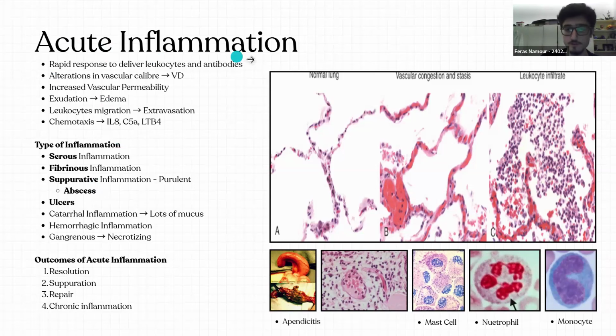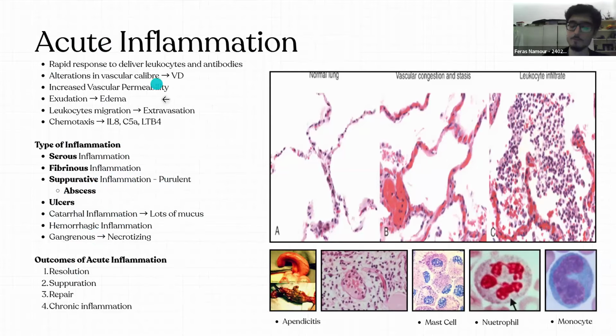So what are the types of acute inflammation? You have serous inflammation, fibrinous inflammation. That's what I want to talk about with the fibrinoid necrosis. Suppurative inflammation, which can lead to an abscess formation, and ulcers. You also have catarrhal inflammation, which has a lot of mucus, hemorrhagic, blood, and gangrenous.